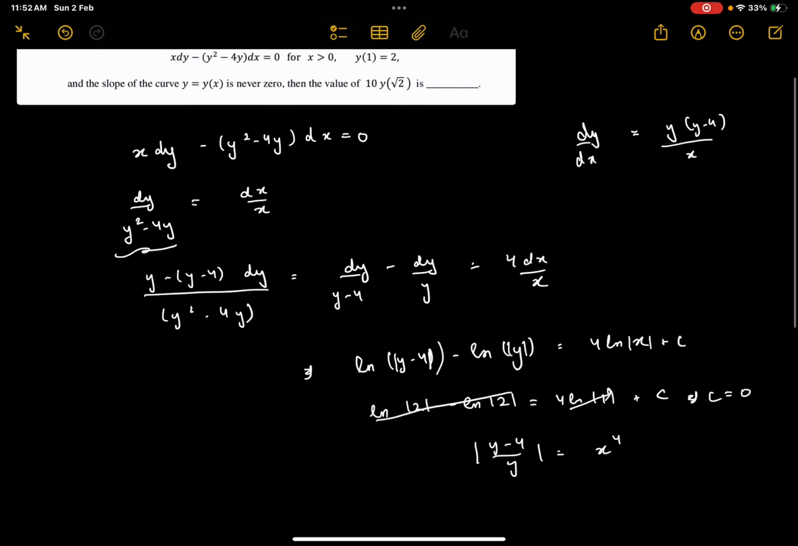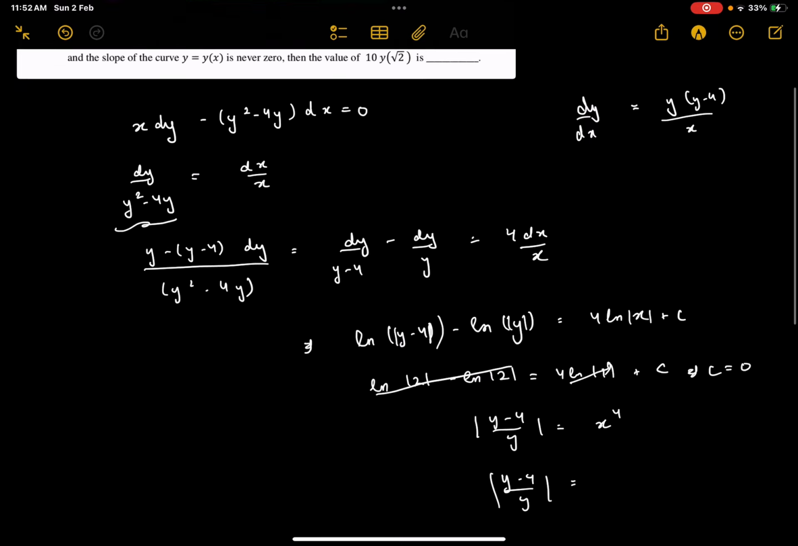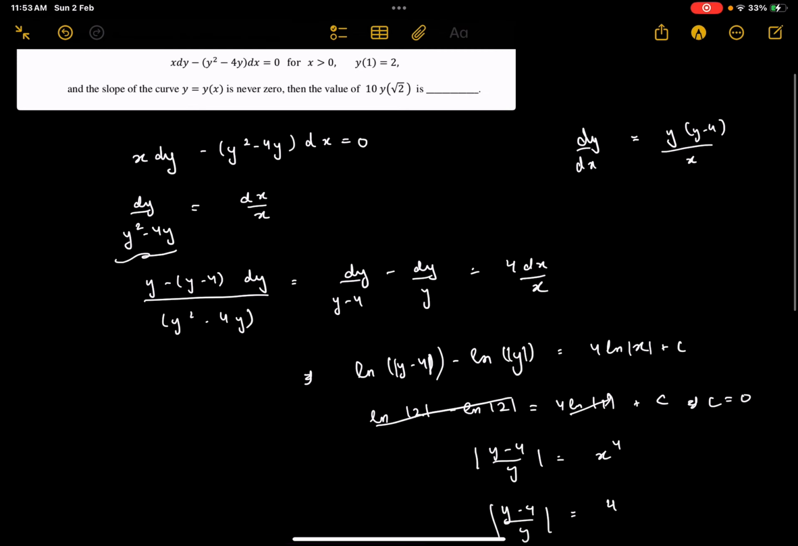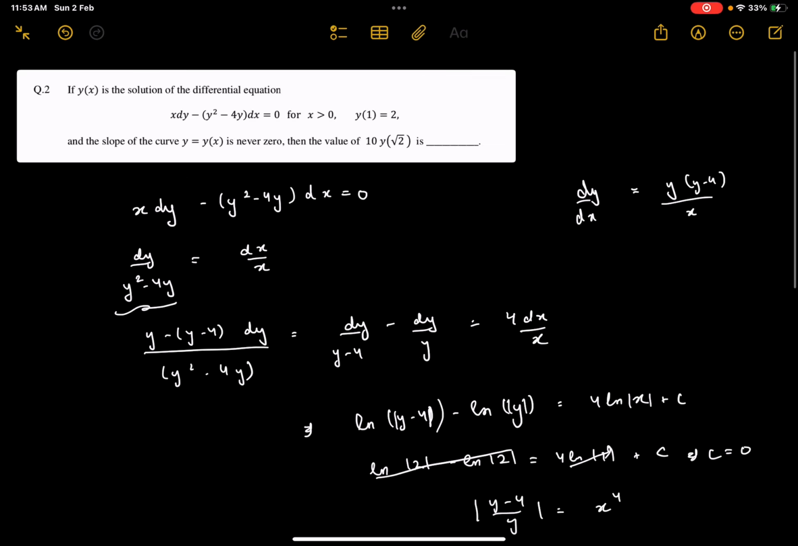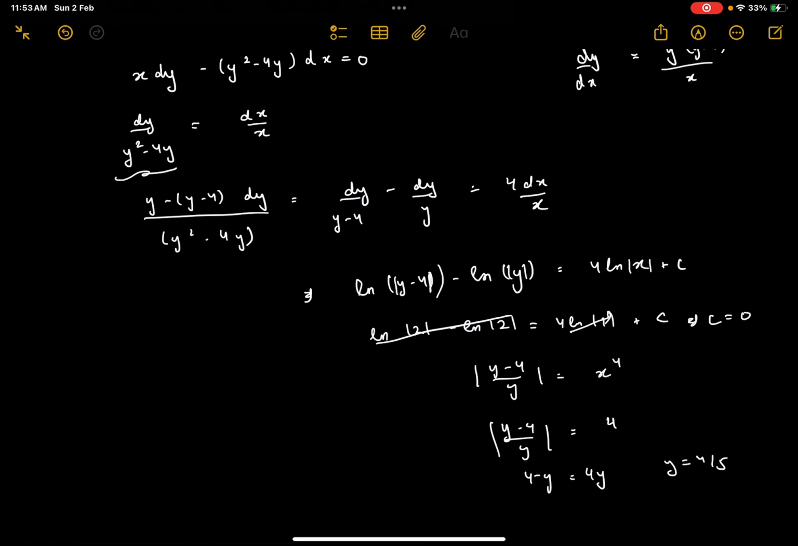Okay, let's then see x is root 2. We get |y minus 4| by |y| equals 4. And that gives us 4 minus y equals 4y, so y equals 4 by 5 is one solution when y is in 0 to 4.